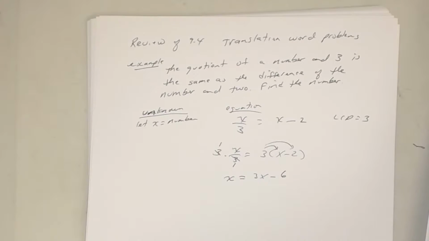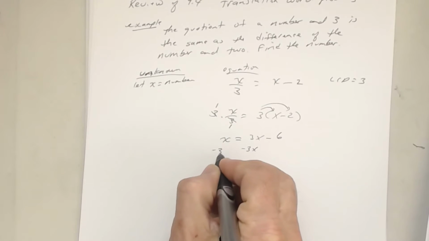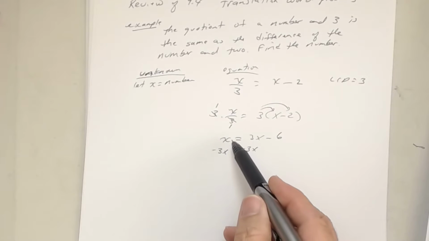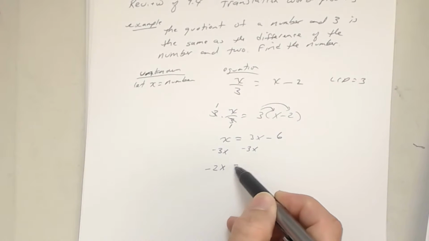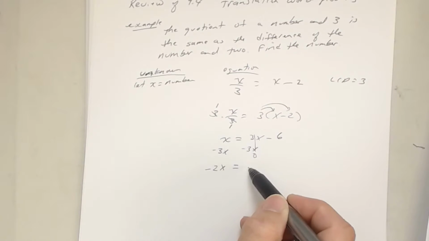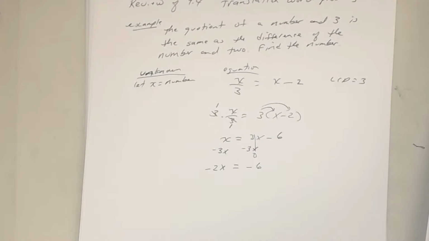Bring all the variables to one side, cancel the other. It does not matter which side you bring the variables on. So what do you want to do? You want to subtract 3x, okay? So you bring the variables to the left side. So it's x and a negative 3x. Not 2x, negative 2x. Equal. This is 0. And what's left? Negative 6.